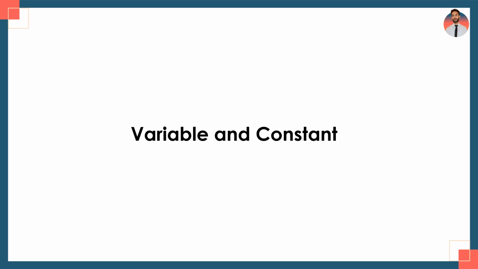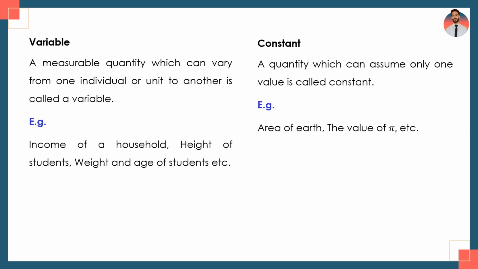At the first point, I will discuss what is the difference between variable and constant. The precise definition of the variable: a measurable quantity which can vary from one individual or unit to another is called a variable. For example, income of a household, height of students, weight and age of students, marks of students, prices, quantities, these are the examples of the variable. Any characteristic which can vary from unit to unit, from individual to individual is called variable.